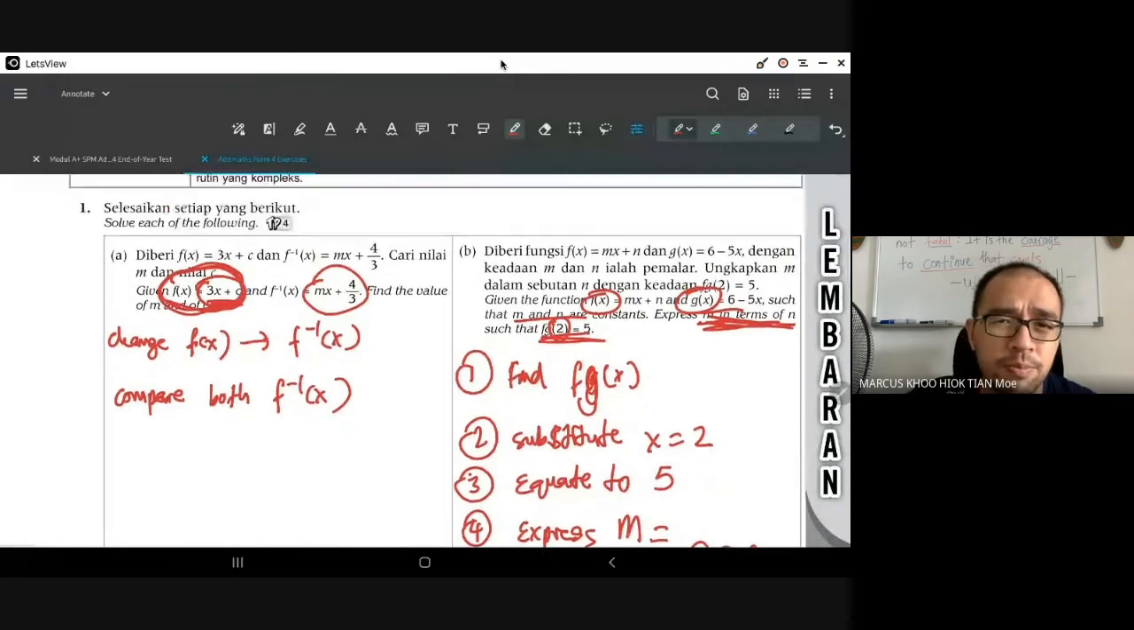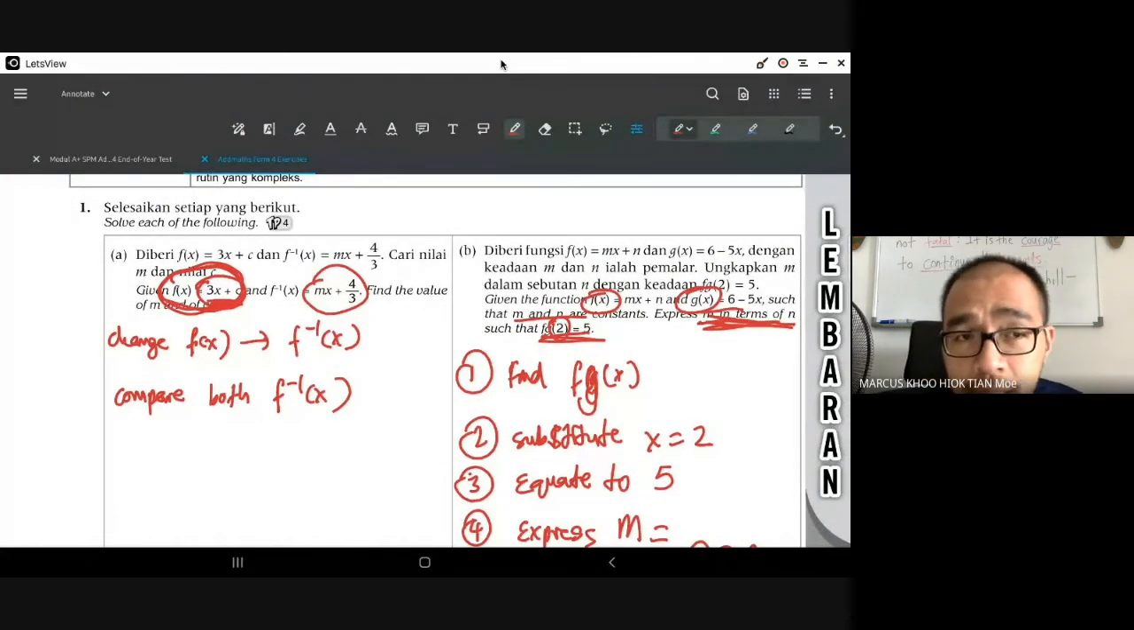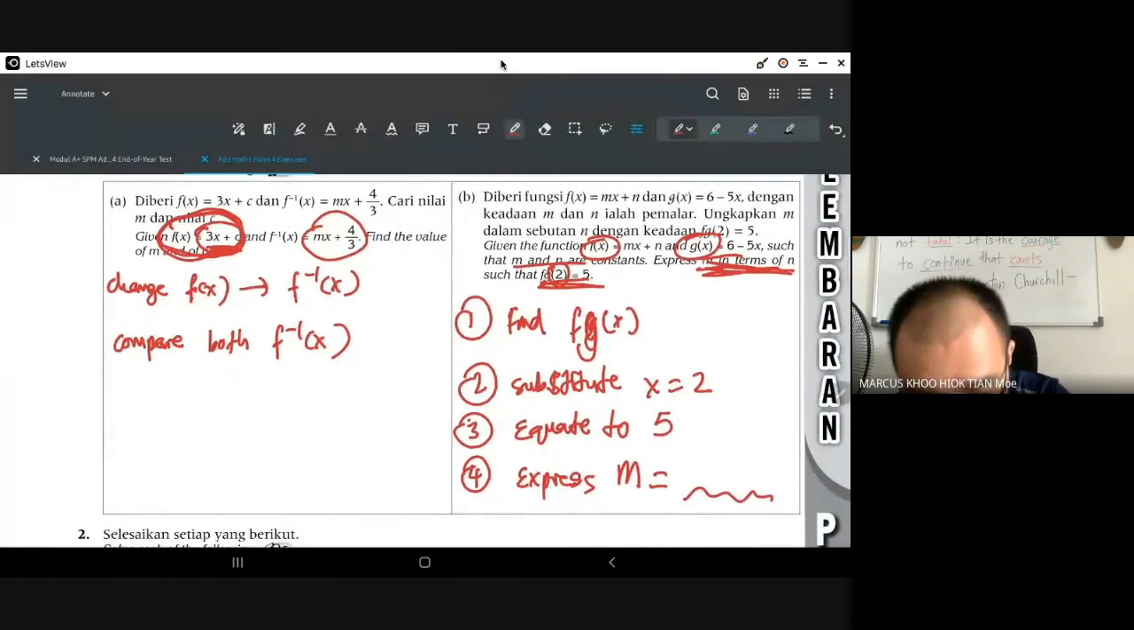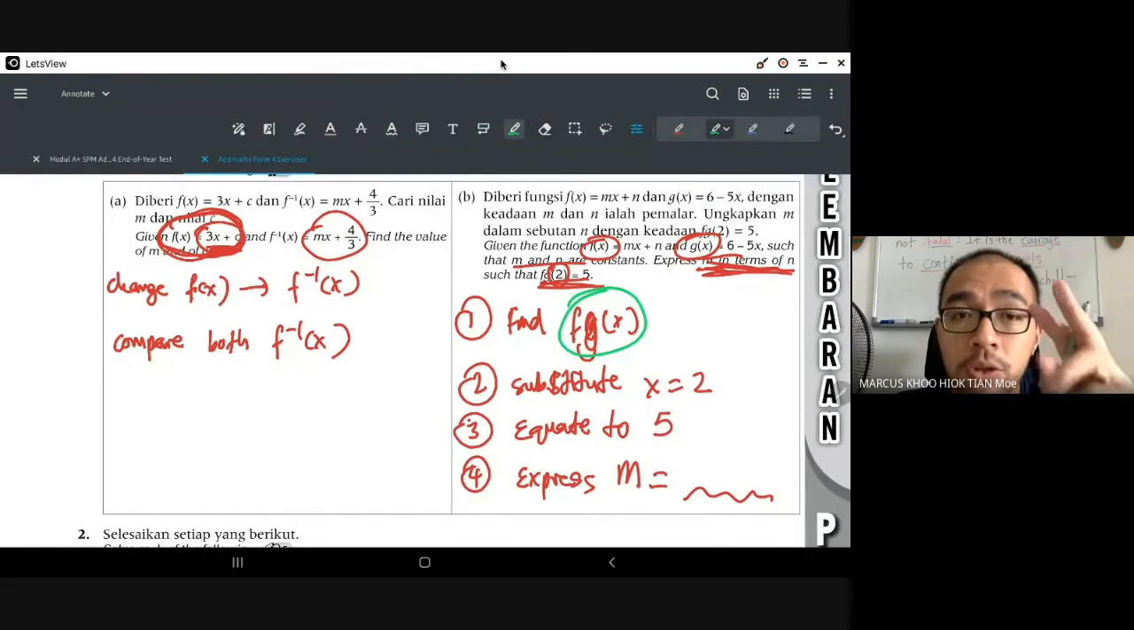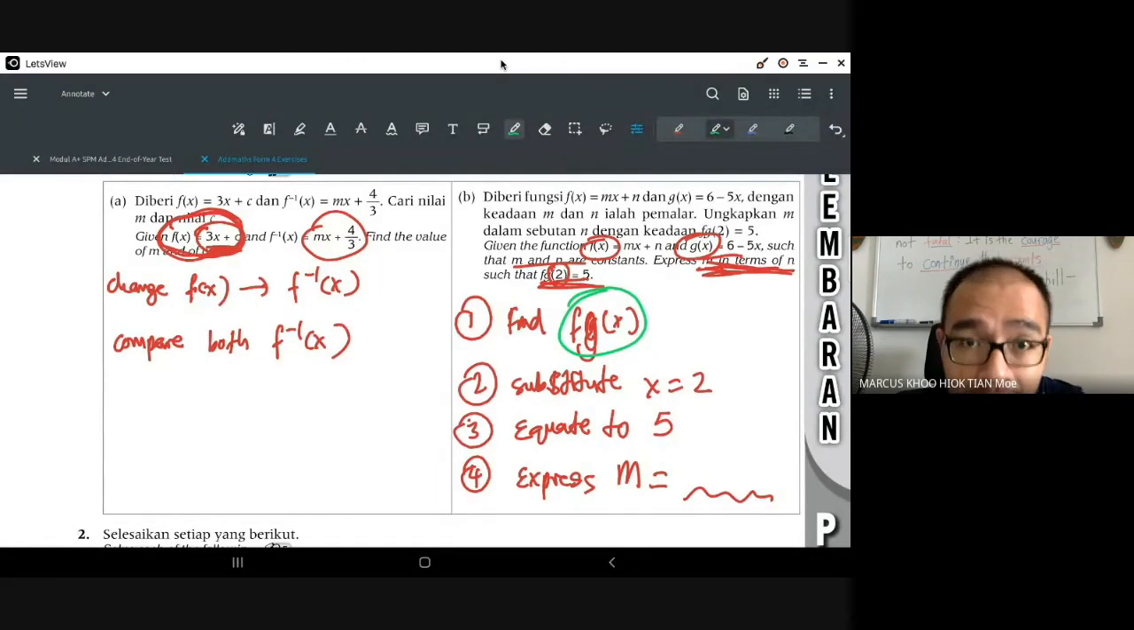This is a 3-mark question in the exam. It's very simple. Again, let me remind you, this is the skill that you need to learn: how to combine two functions to make a composite function. Find the inverse, find the composite, find the inverse, find the composite. This one you must master first. If this one also you cannot do, then you shouldn't be in this class. I'm seriously telling you.